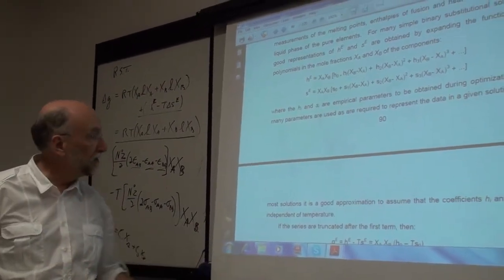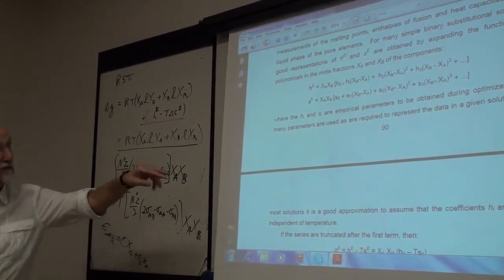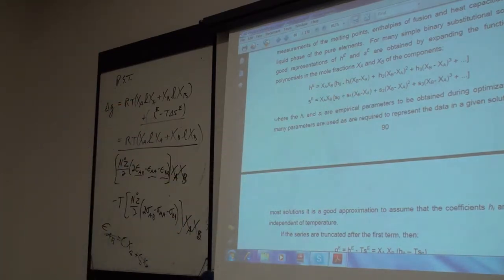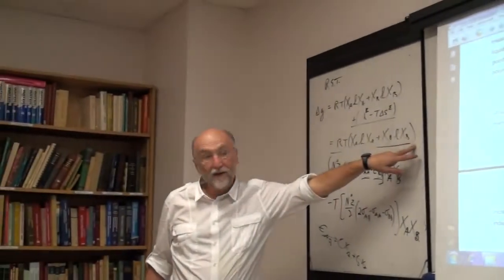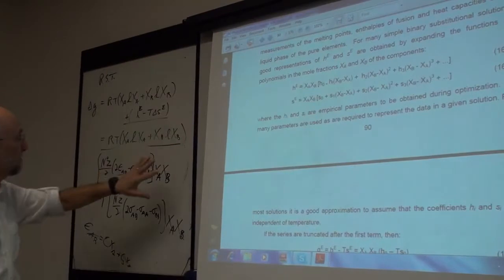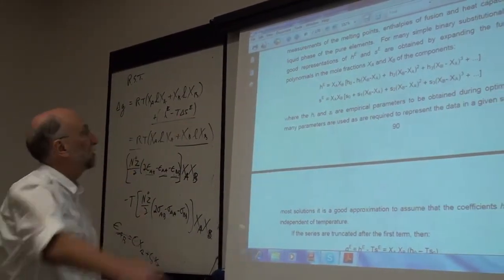And it would be the same for these sigma terms. It's going to be exactly the same argument. The excess entropy term would also then give you a polynomial expansion. Okay, the most important point here is that this is still based on regular solution theory. We're assuming an ideal entropy term, this RT XA log XA plus XB log XB. You might say, well, we're taking the regular solution, but we're just making a general polynomial expansion, so this is a very general expression for delta G.